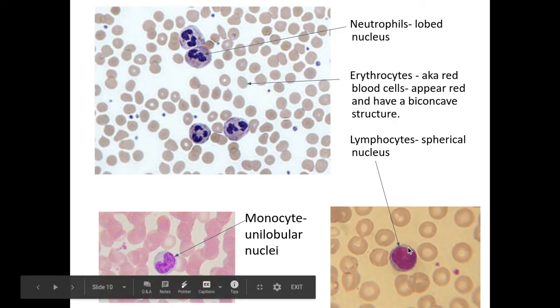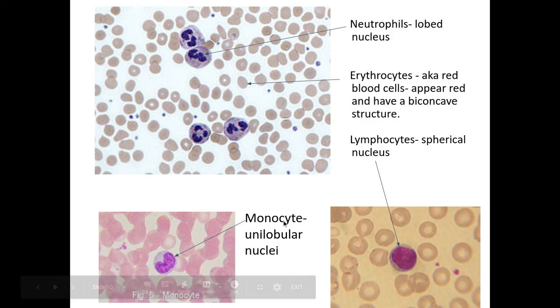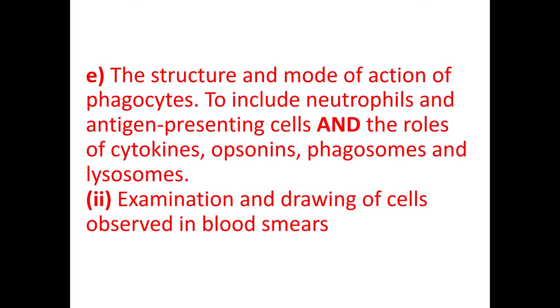We have lymphocytes, which are again a type of white blood cell, which have a spherical nucleus. And then we have monocytes, which have a unilobular nucleus inside. This again is a type of white blood cell. The main white blood cell we need to know about is a neutrophil, but I have seen lymphocytes and monocytes examined in a question based upon their microscope images. So that's that lesson objective, guys.